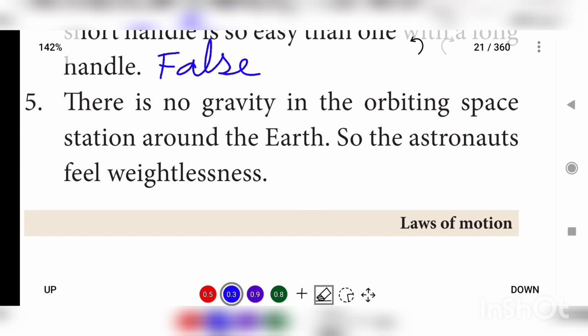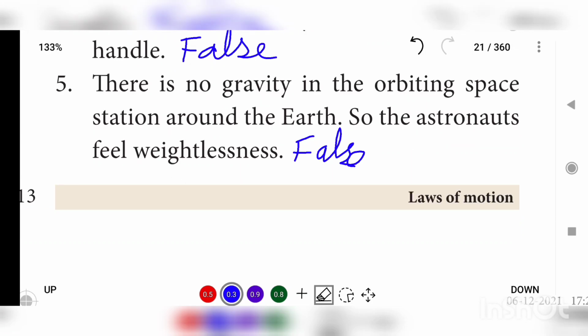Fifth one, there is no gravity in the orbiting space station around the Earth, so the astronauts feel weightlessness. Answer: false. So the correct statement is there is gravity in the orbiting space station around the Earth. Since the space station and astronauts have equal acceleration, both the astronauts and the space station are in the state of weightlessness.